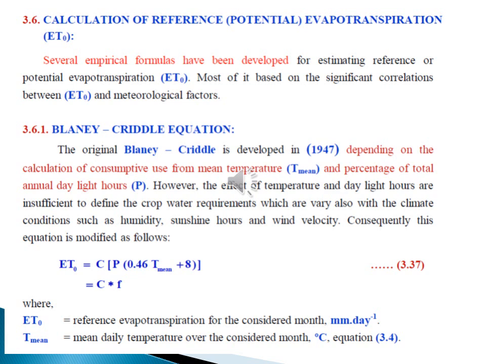The Blaney-Criddle equation was developed depending on the calculation of consumptive use from mean temperature and percentage of total annual daylight hours, which are insufficient to define the crop water requirements under other climate conditions such as humidity, sunshine hours, and wind velocity. Consequently, this equation is modified as shown in front of you.